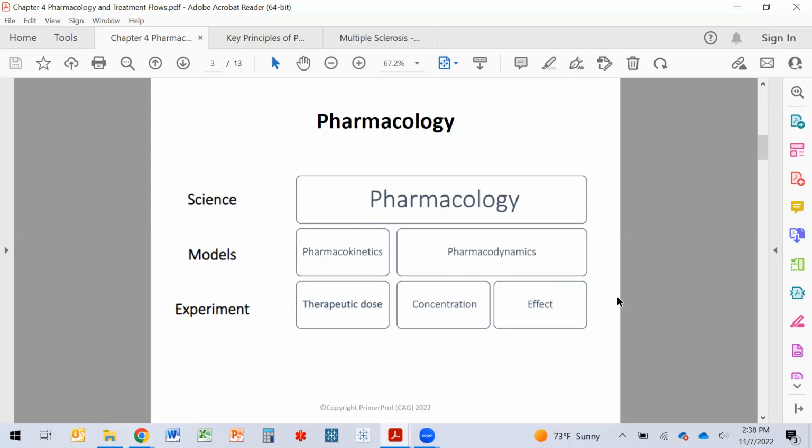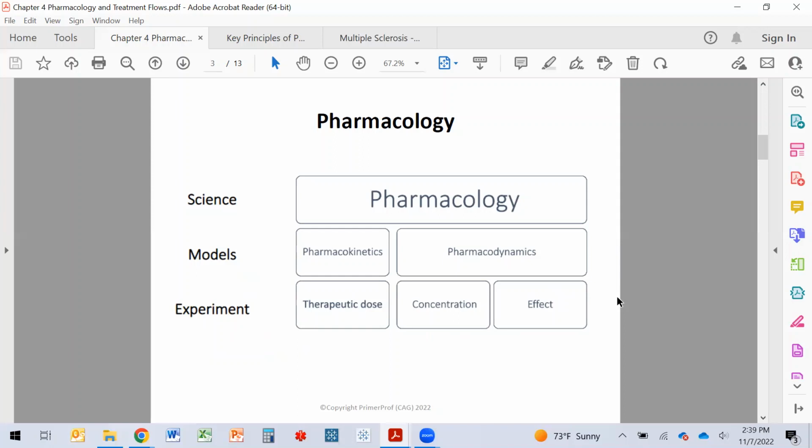Pharmacology, if you're not aware, is a second year medical school class that is a full year class. So, obviously, we don't have the time to know pharmacology in that great of a detail. But essentially, it's made up of two key topics, which is pharmacokinetics and pharmacodynamics.